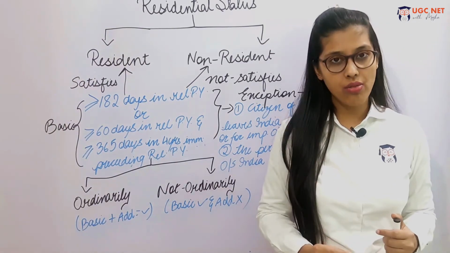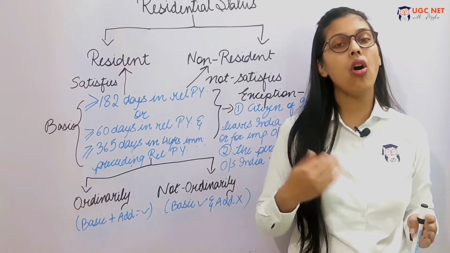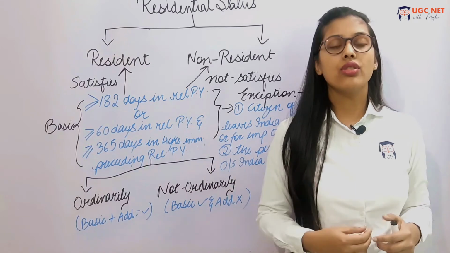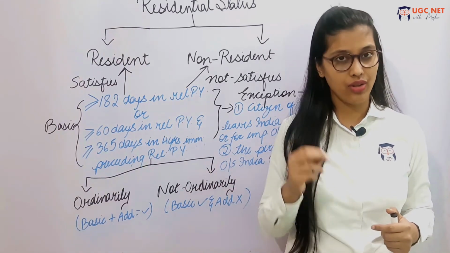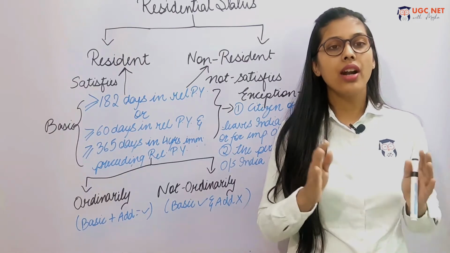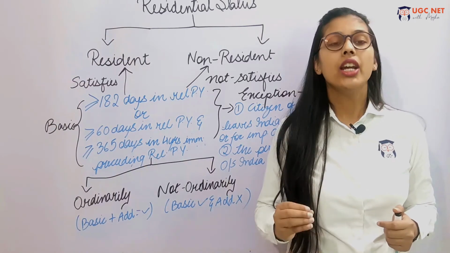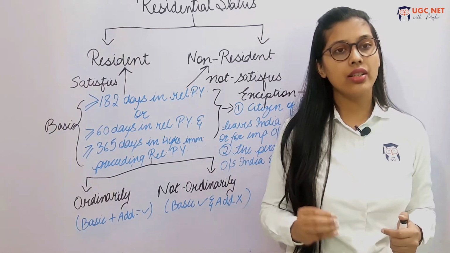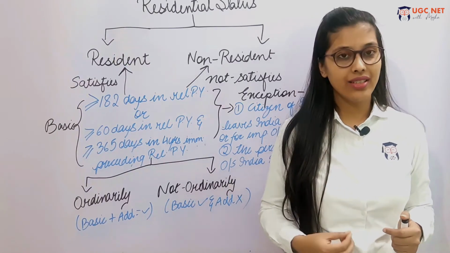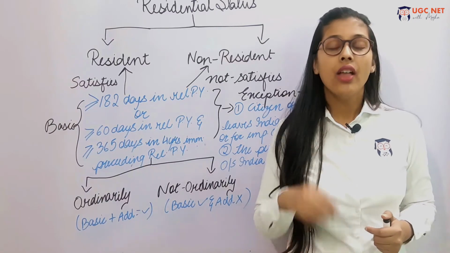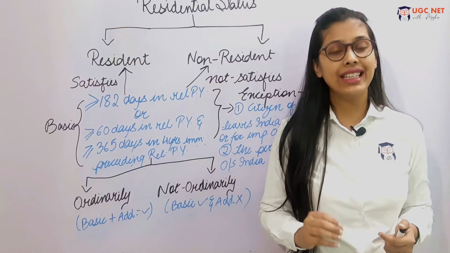Now lastly, we are going to understand how to determine whether an individual is ordinarily resident or not ordinarily resident. So basically there are two conditions which are to be satisfied, that is both the conditions are to be satisfied. So now we are going to understand what are those additional conditions which an individual needs to satisfy in order to be classified as ordinarily resident, and if he doesn't satisfy those conditions together, then he would be considered as not ordinarily resident.